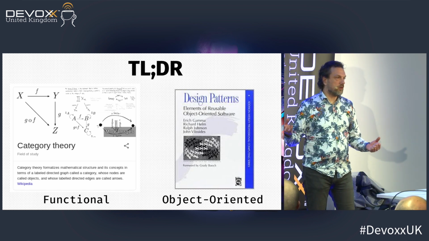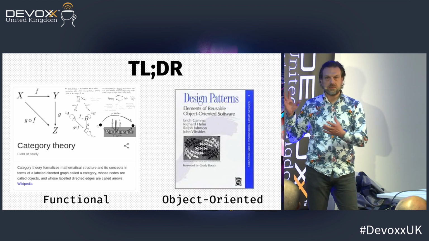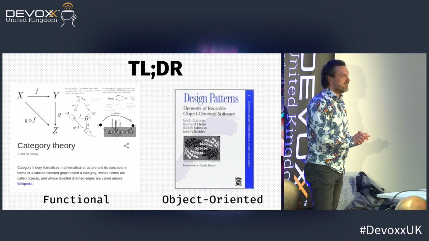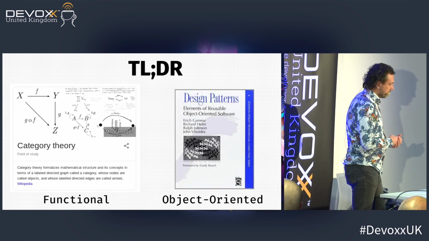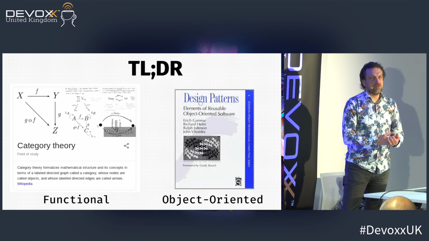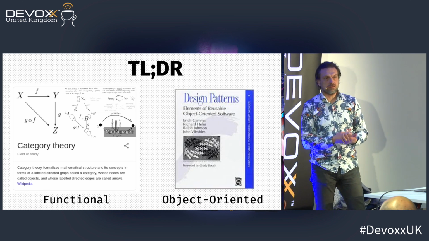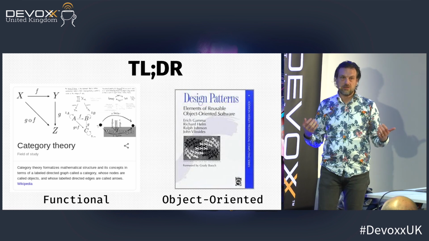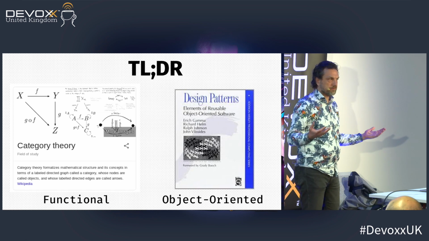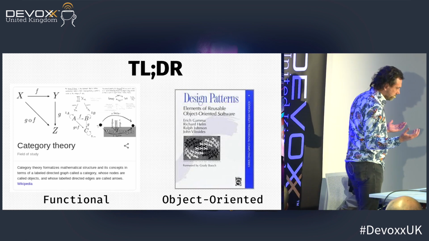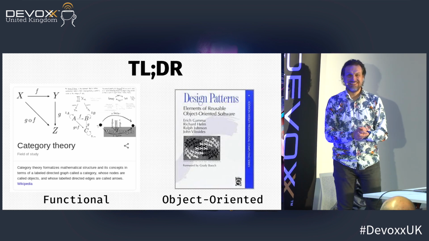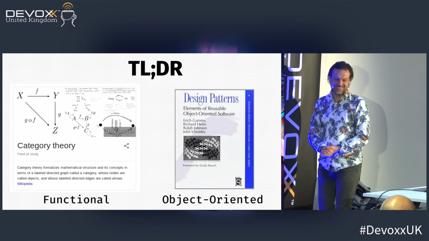So the quick answer is that when we studied object orientation, I hope you studied the design patterns. At least for me, it was a very, very important book to study. When we do functional programming, we should study category theory for the same reason. You can do without studying, but if you study, you can do better. Okay, that was my talk today. Thank you for coming.